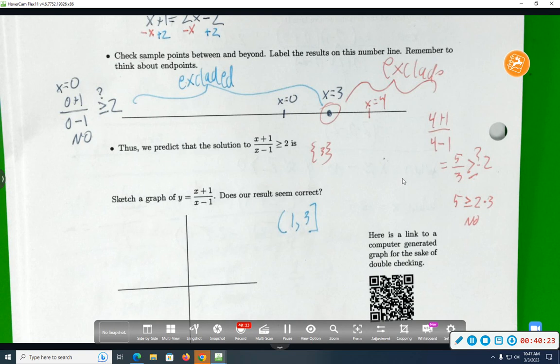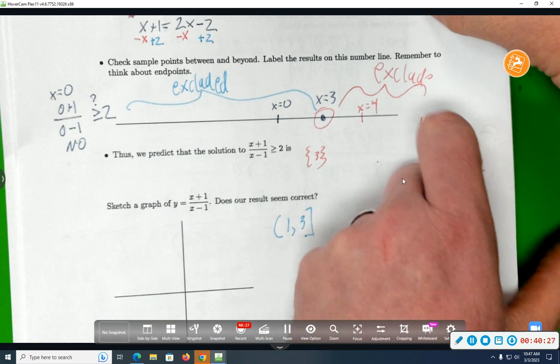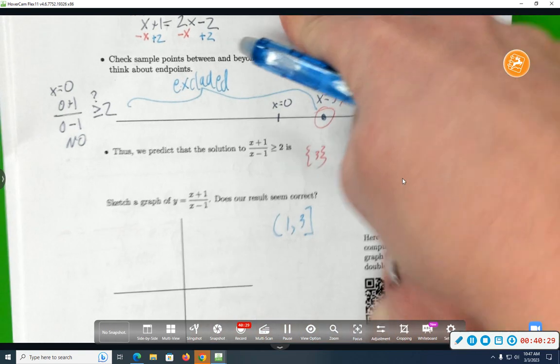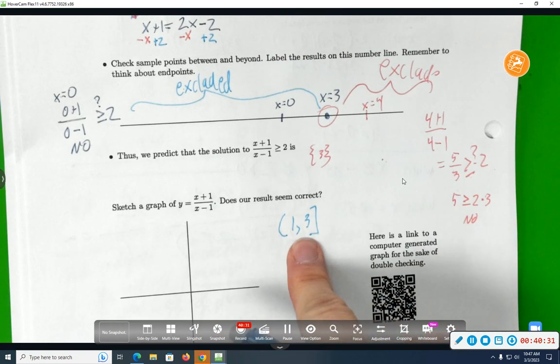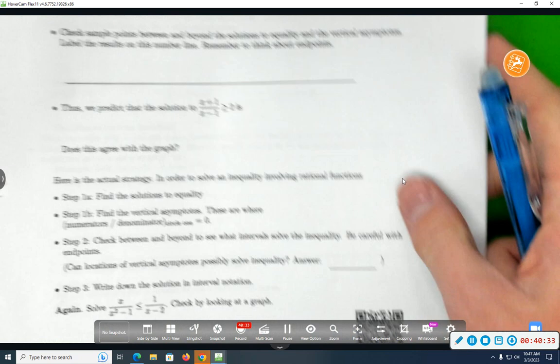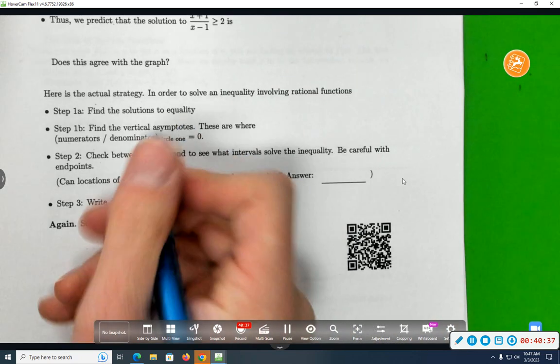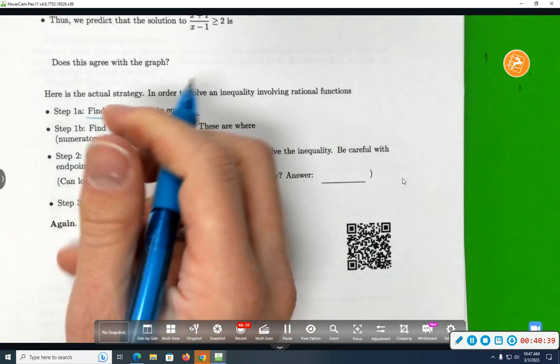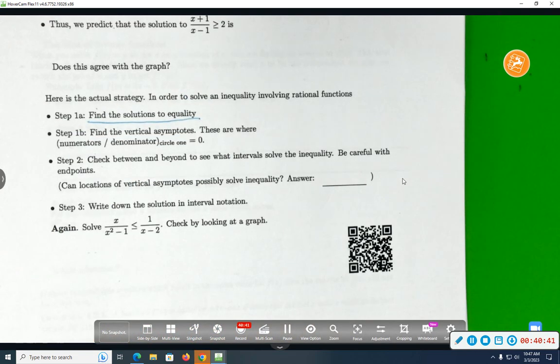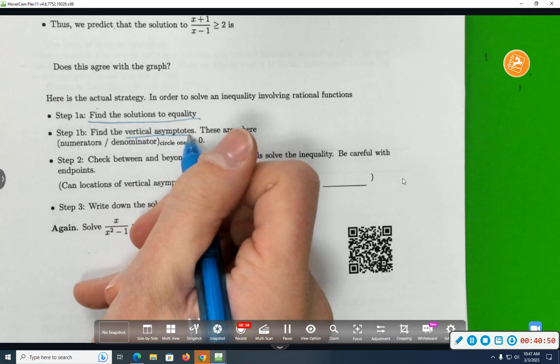So here's what we'll do with my remaining 3 minutes. Let's revise the algorithm, and then we'll run it really quickly in this example, producing this solution. So here's the revised strategy. Step 1, find solutions to equality. Those are still relevant. Vertical asymptotes can also screw us up. So step 1b is find the vertical asymptotes.